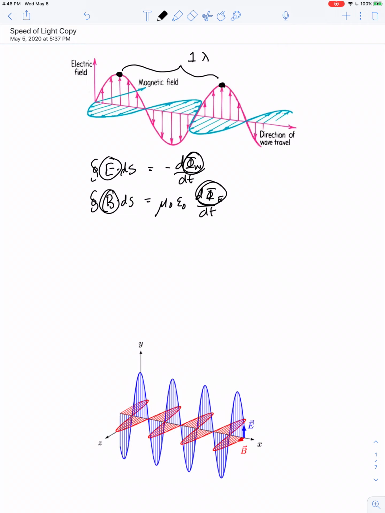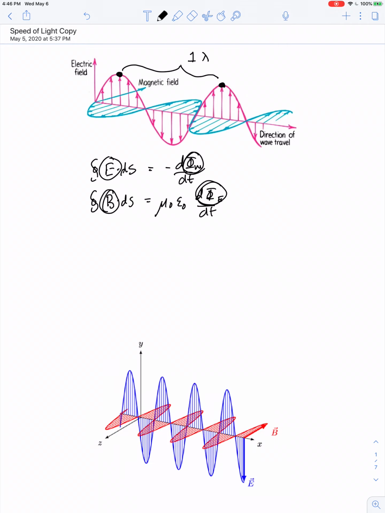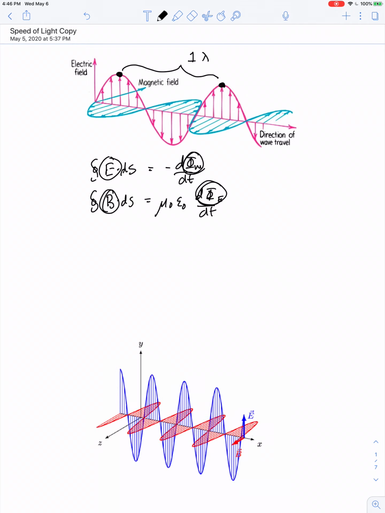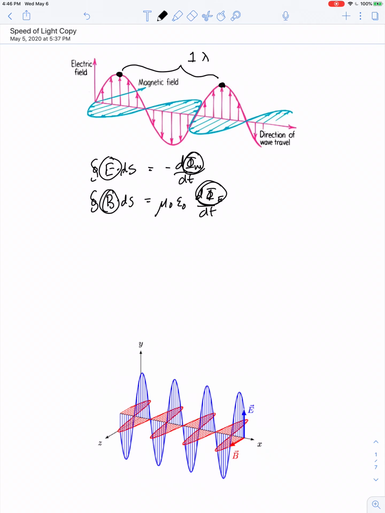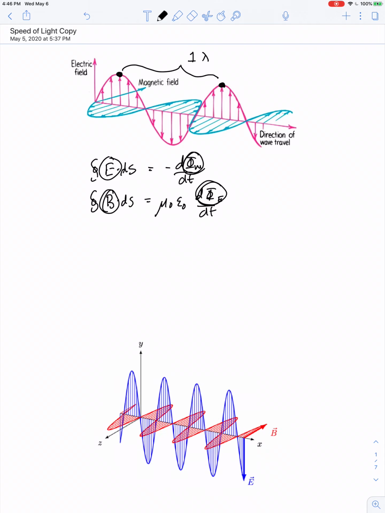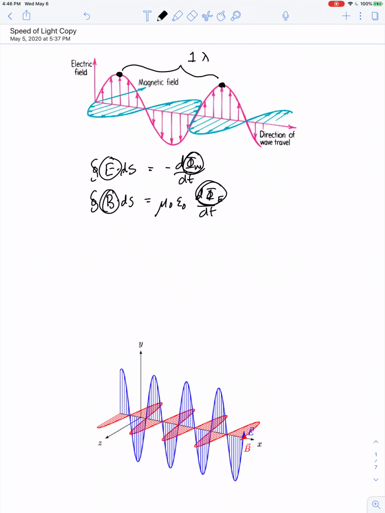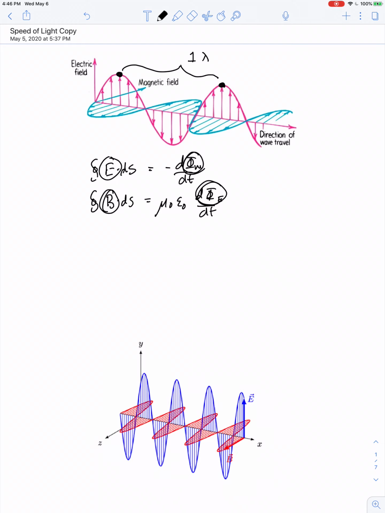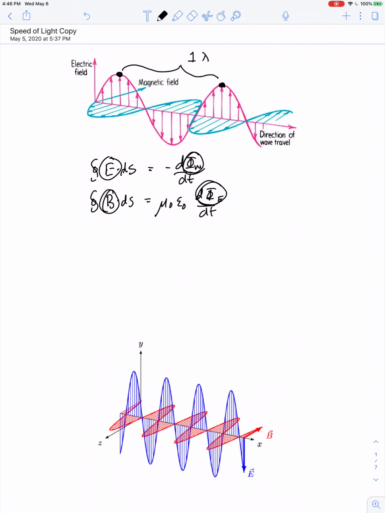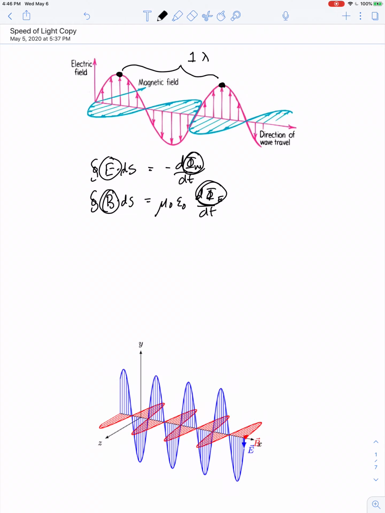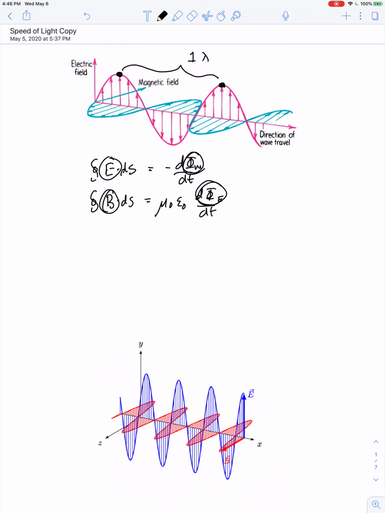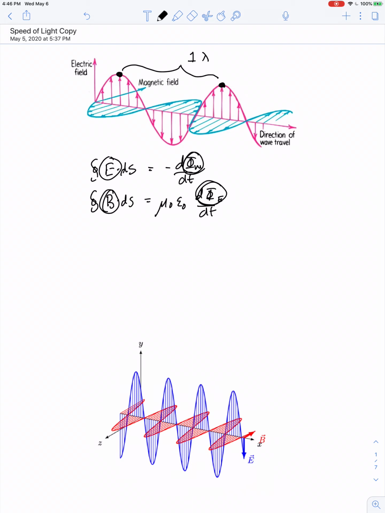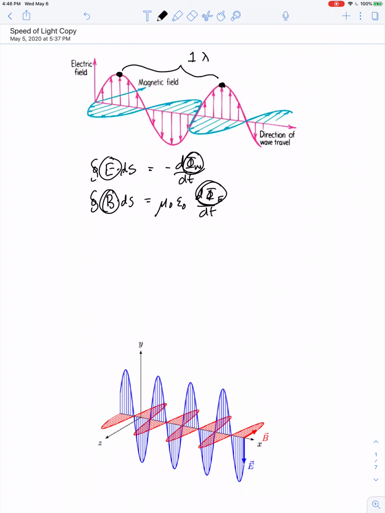If this were a radio wave, that wavelength would be anywhere between a couple meters to several thousand meters. If this represented microwave radiation, that wavelength would be a couple of centimeters. And if this represented the highest frequency gamma radiation, that wavelength would be about the size of an atomic nucleus.